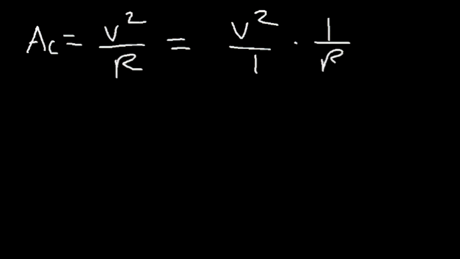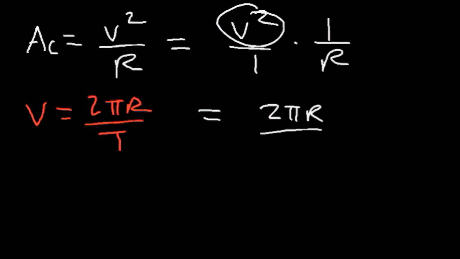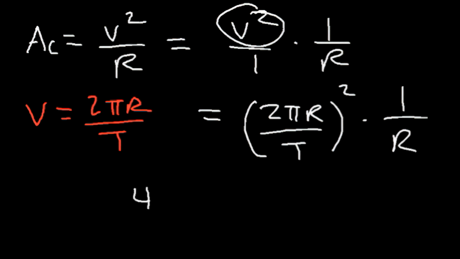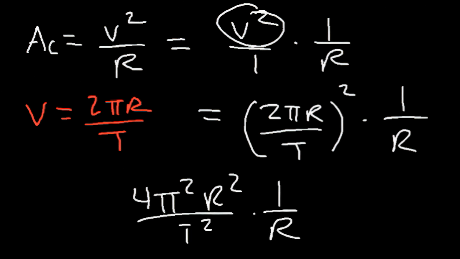Sometimes you may need to calculate the centripetal acceleration using the period. Centripetal acceleration is v squared divided by r, which is the same as v squared over 1 times 1 over r. And we know that v is equal to 2 pi r divided by the period. So what we can do is replace v with 2 pi r divided by t, squared, times 1 over r. 2 squared is 4, so we have 4 pi squared r squared over t squared times 1 over r. So one of the r's cancels. Therefore we have the formula for centripetal acceleration.